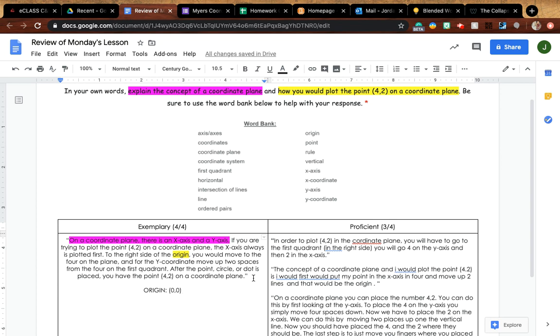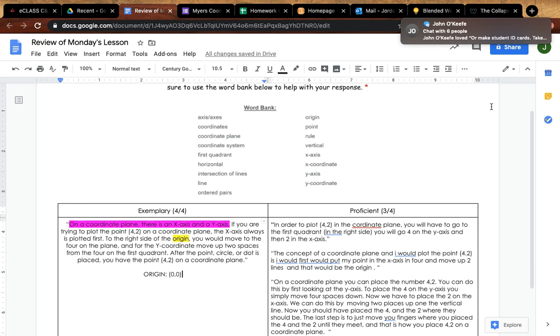So she says the x-axis will be, in this case, to the right of the origin. You would move to the 4 on the plane, meaning she's going to move, if this is the origin, 4 spaces over. And for the y-coordinate, move 2 spaces from the 4 on the first quadrant, moving upward. After the point, circle or dot is placed, you have plotted point (4, 2) on a coordinate plane. That's exactly what I'm looking for.